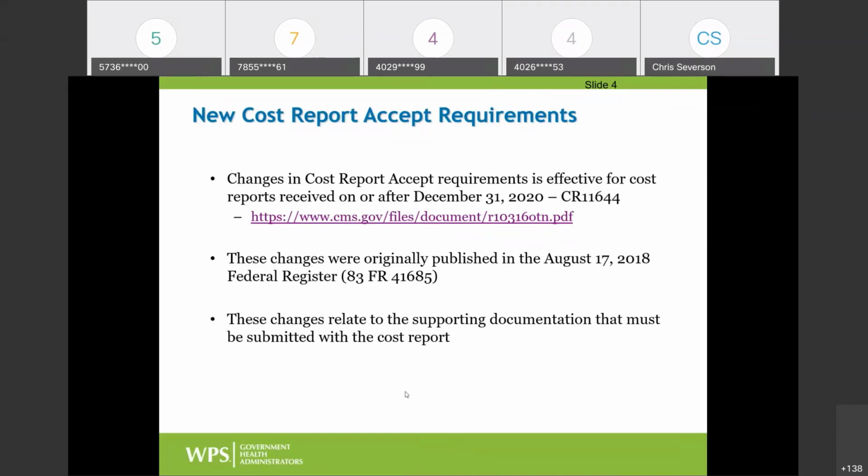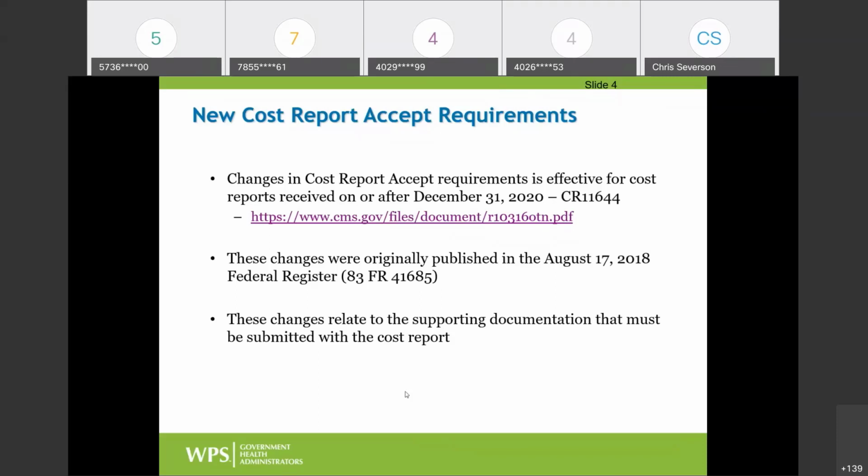The changes related to the supporting documentation, basically what must be submitted. So bad debts for a long time have had a requirement that a listing is submitted, but there was never a more in-depth requirement that the amount tie out to what was reported.